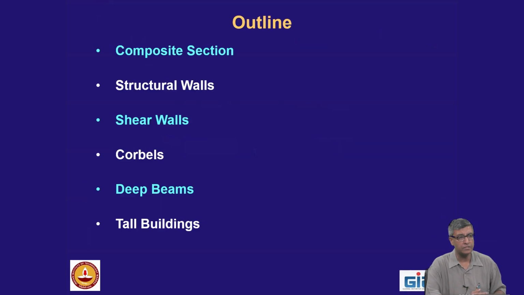On our field visit, we had seen composite slabs, but many of you are asking why they're putting props and all that stuff. That's why I will be talking about composite section. Then I will be talking about the walls, how walls are designed. Most of these designs follow the principles of conventional reinforced concrete. Okay. Next, the shear walls, corbels, deep beams, and finally, which was my original thought, tall buildings.